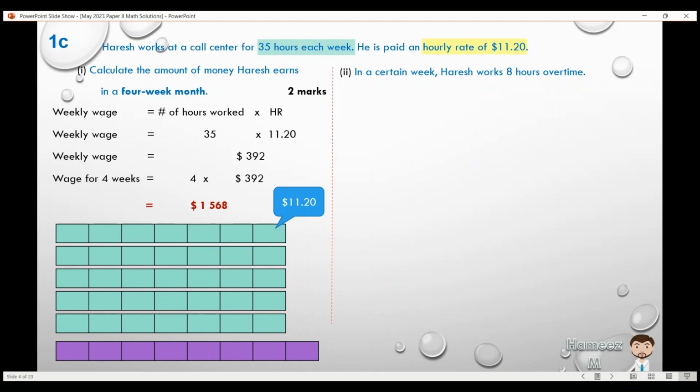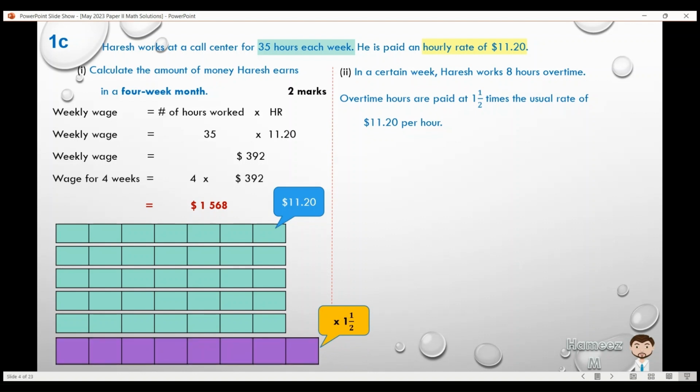Now that we recognize that, what else do we know? Overtime hours are not paid at the normal amount, but are paid at 1.5 times the usual rate of $11.20. So instead of $11.20 per hour, he's getting more. He's getting 1.5 times that. So we're going to take that block and make it 1.5 times bigger. If we multiply by 1.5, let's make it a little wider so you can see that it is worth more. As such, find the total amount of money Harish is paid for that week.